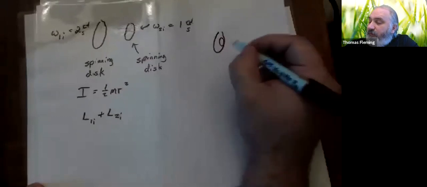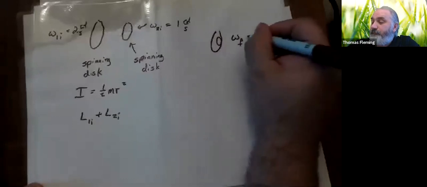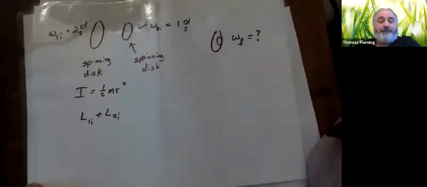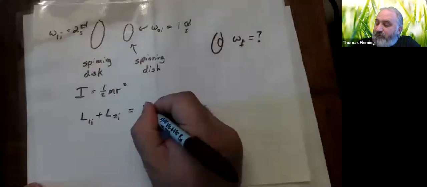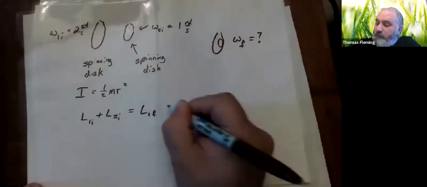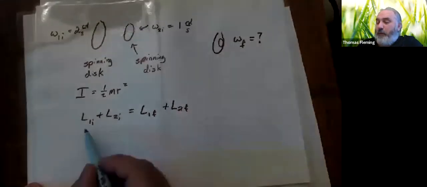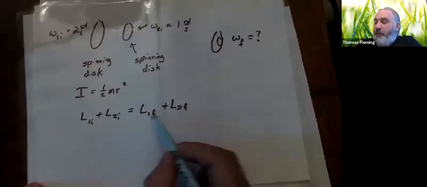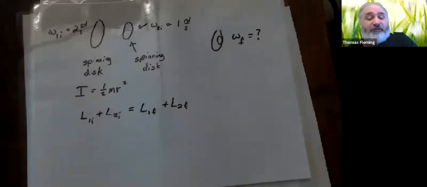So these two objects are going to lock together, and after the collision, they're both going to be stuck together. They're both going to have some final angular velocity, and we don't know what it's going to be. So that means that afterward, I'm going to have L1 final plus L2 final, but the angular momentum of both of them before should equal the angular momentum of both of them after. And all I've got to do is start filling in blanks.